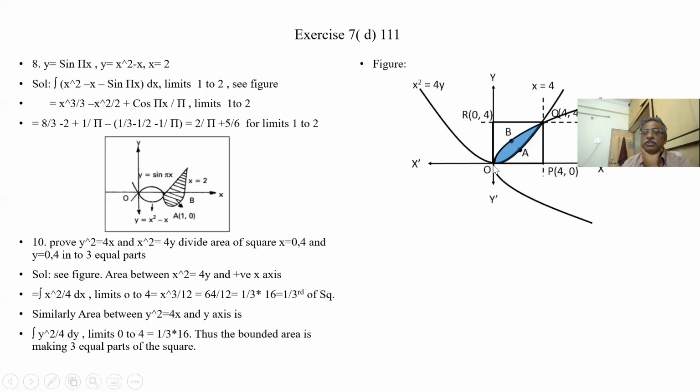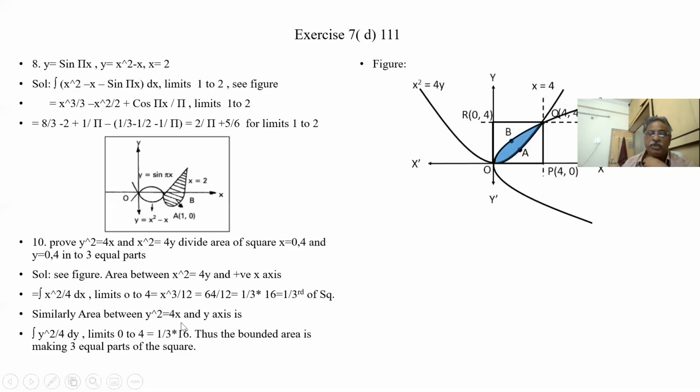I have to put on the x-axis limits 0 to 4, y square is equal to 4x, minus y is equal to x square by 4, since x square is equal to 4y. So I have to do the integral of x square by 4 with limits 0 to 4. What is y in this? x square by 4, from 0 to 4, I am getting area A. So x cubed by 12, area A is 1 by 3 into 16.